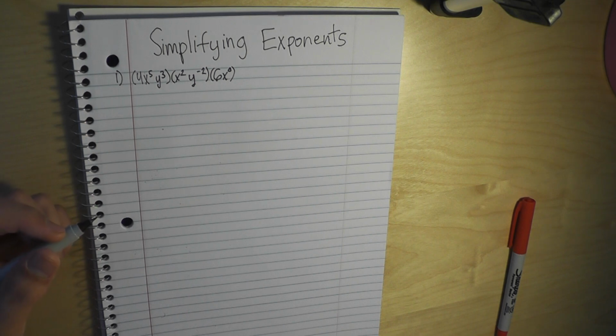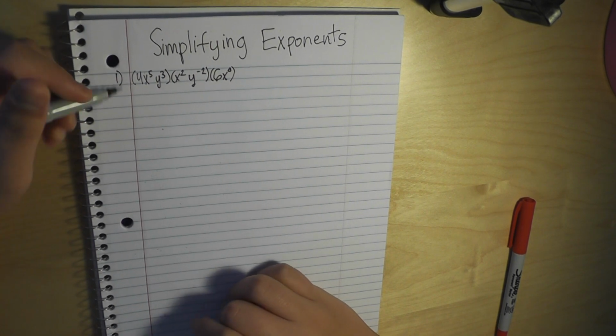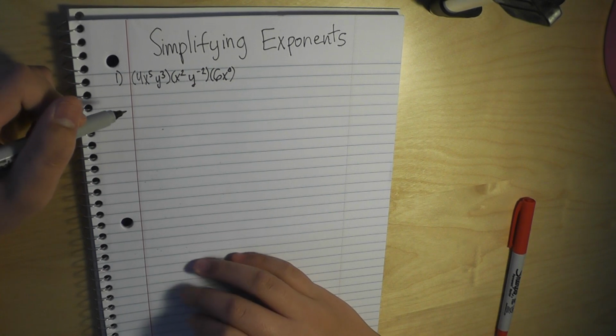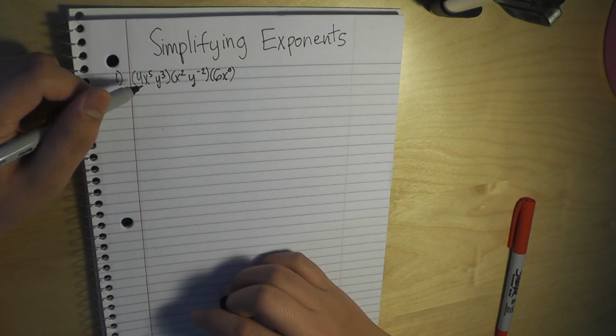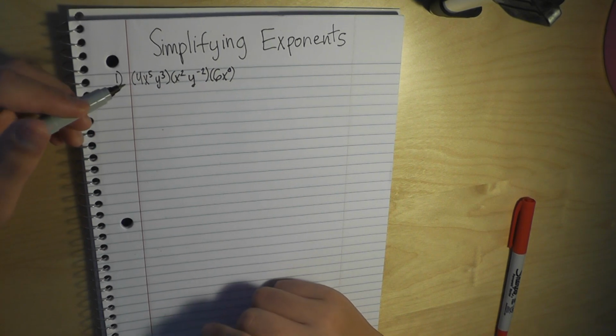So what we do in this situation is multiply all the exponents together. So, when an exponent is multiplied by an exponent, they get added.